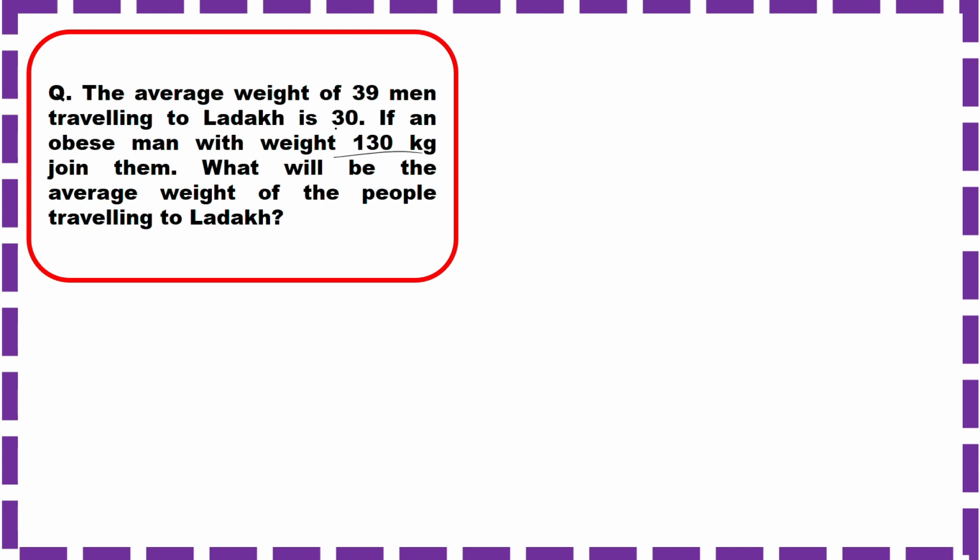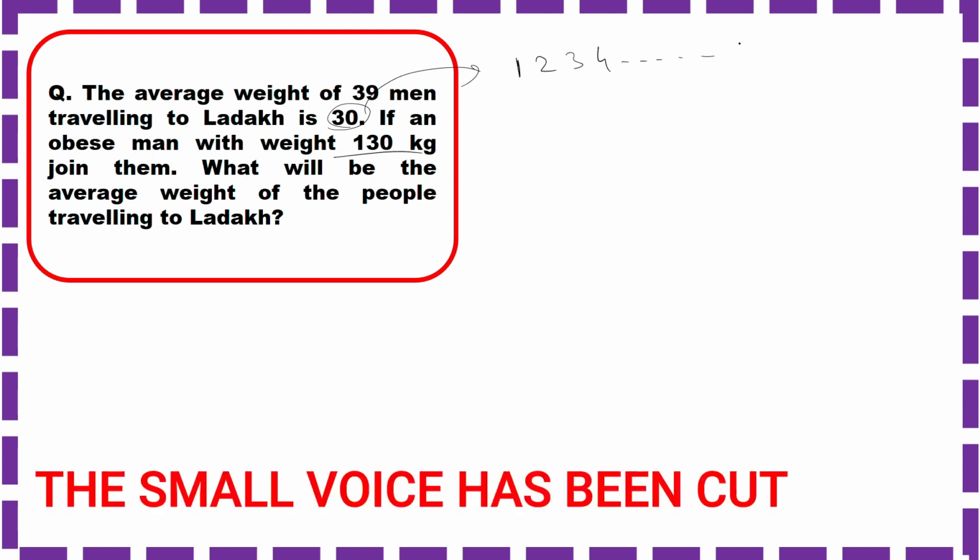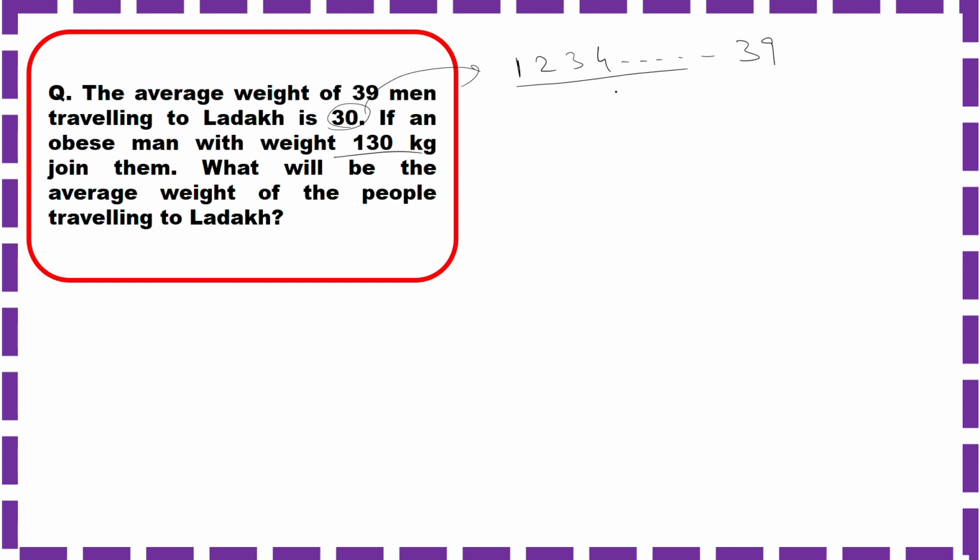So the average, which was initially 30, will also increase, but we don't know how much it is going to increase as of now. See, simply, before this man gets joined, what was the average of these 39 people? 30 years. 30 is the average age of all these 39. That means we assume that each and every person's age is 30, for all these 39.